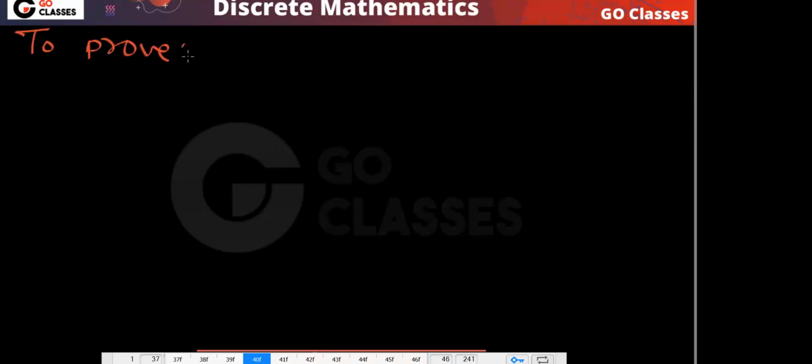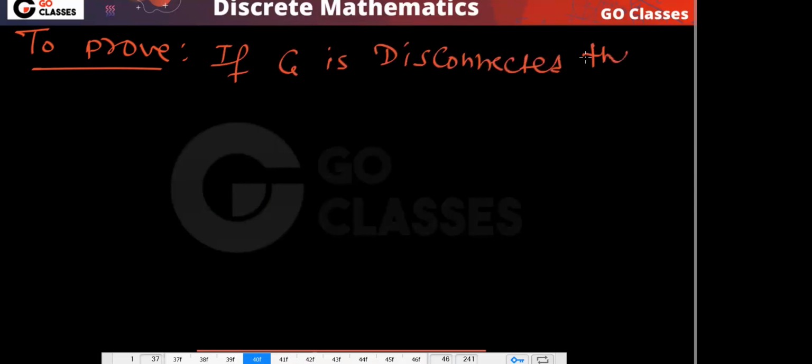You have to prove that if G is disconnected, then G complement is connected. This is what we have to prove.